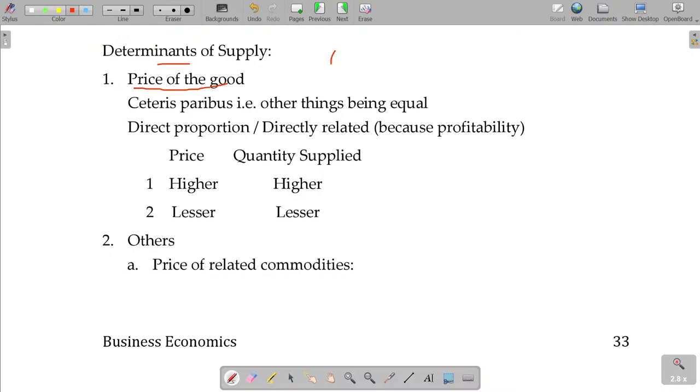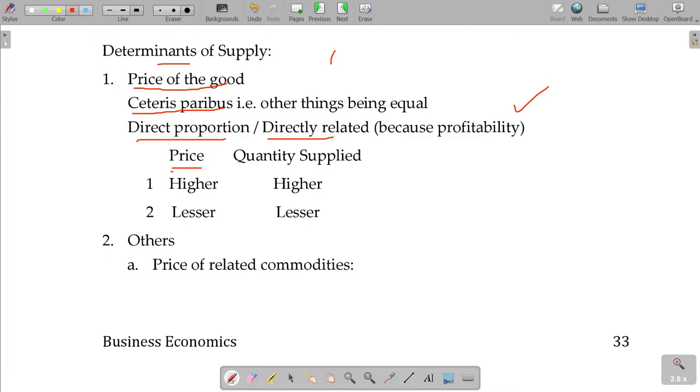Determinants of supply: price of the goods. Ceteris paribus means other things being equal. What you studied in the law of demand will be applicable here also. Only one thing differs: there it is inversely related, but here it is directly related. The relationship between the price and quantity supplied is directly related, in direct proportion, because of profitability. More price, more profit will be there. So they are very happy to get more profit by selling more quantity.